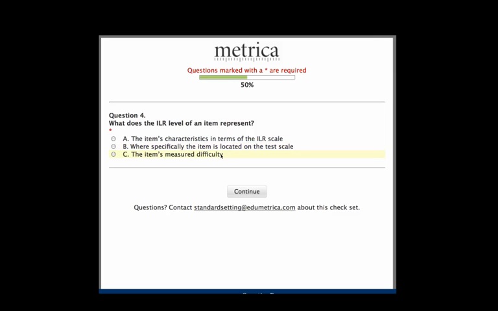B and C are incorrect. The ILR level of an item represents the item's characteristics in terms of the ILR scale. It doesn't tell you anything about specifically where the item is located on the test scale, and it certainly doesn't tell you the item's measured difficulty.